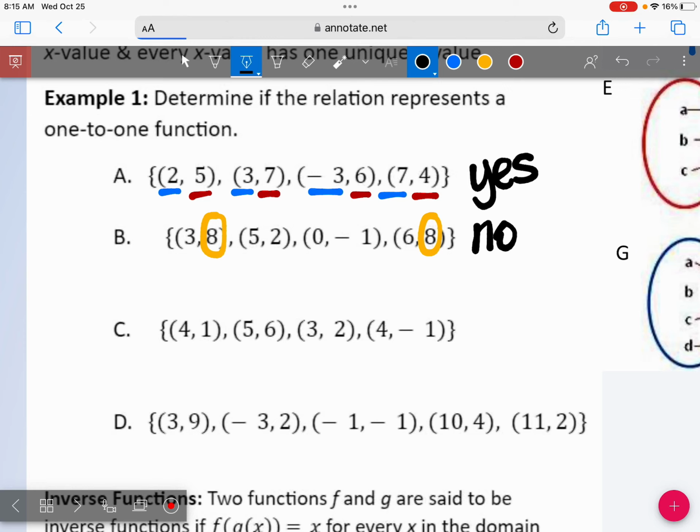All right, let's look at question C. Are there any repeats? What is repeating? 4. We have two X values that have a 4. So that is a no. And what about D? What's repeating? 2 in the Y. Good job.